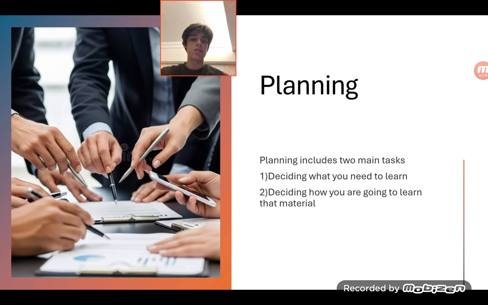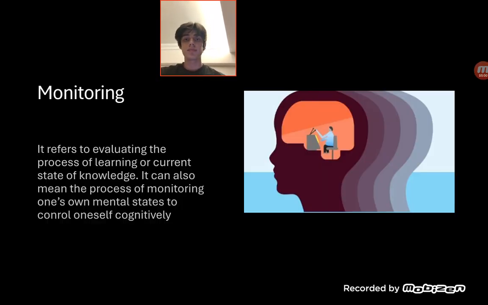Here we get to planning. This is where you organize your thoughts, set goals, and make some kind of outline of what you're going to do. So planning includes two main tasks. One, deciding what you need to learn, and two, deciding how you're going to learn that material.